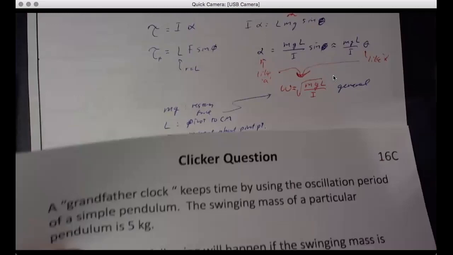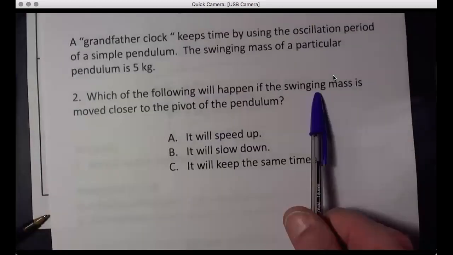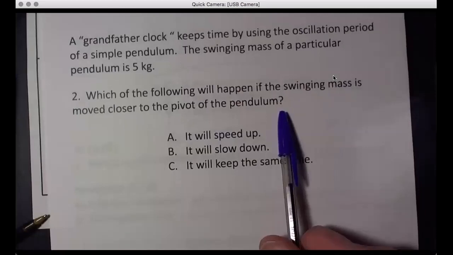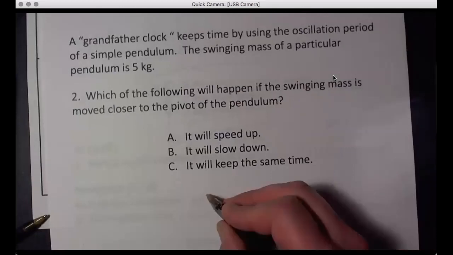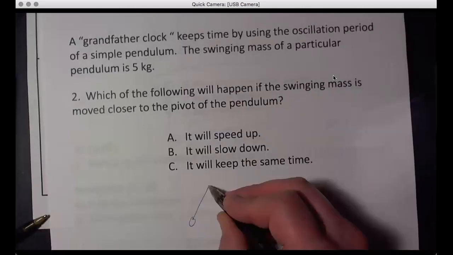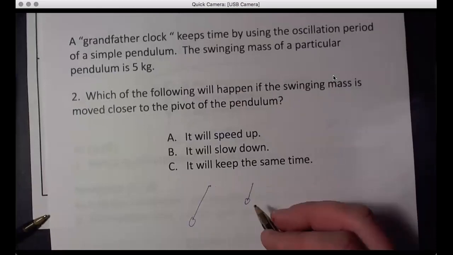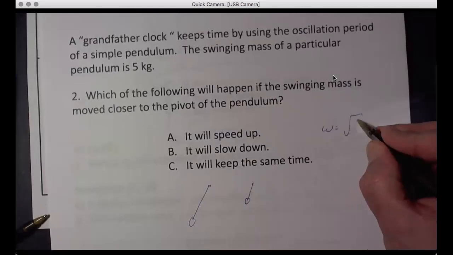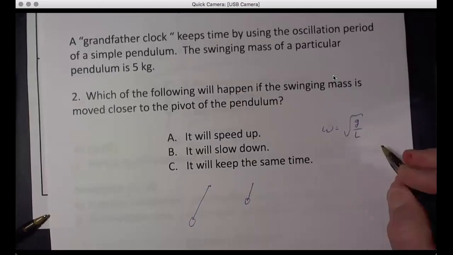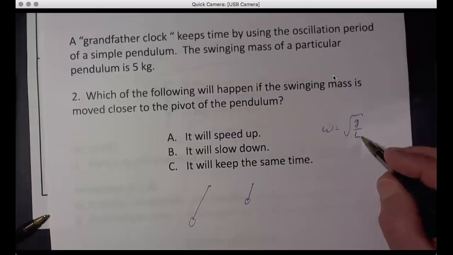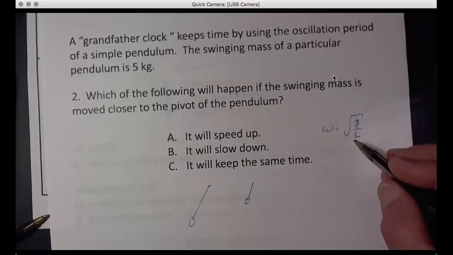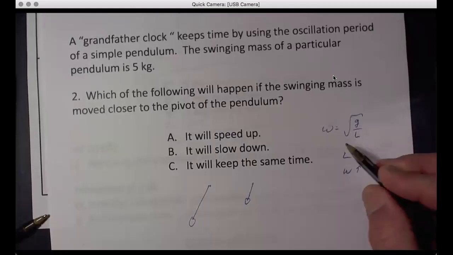Okay, part 2. Same problem. What will happen if the mass is moved closer to the pivot of the pendulum? Okay, so we have something down here, and now it's here. Again, omega is equal to square root of g over L. And if L is smaller, this gets bigger. So L down, omega up. So it speeds up.